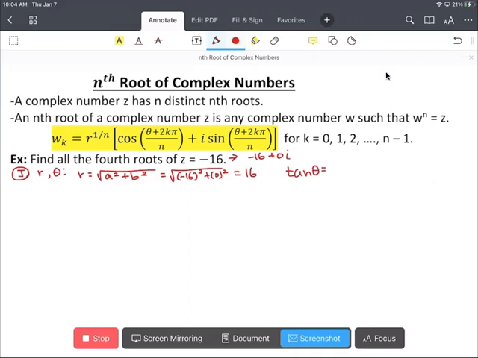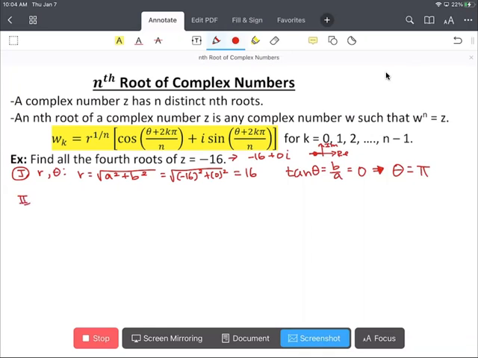Argument, we use tangent theta equals b over a. B is 0, a is negative 16, that's equal to 0. And the argument is equal to pi, because when we try to locate or graph z equals negative 16, it's on the negative part of the real axis.